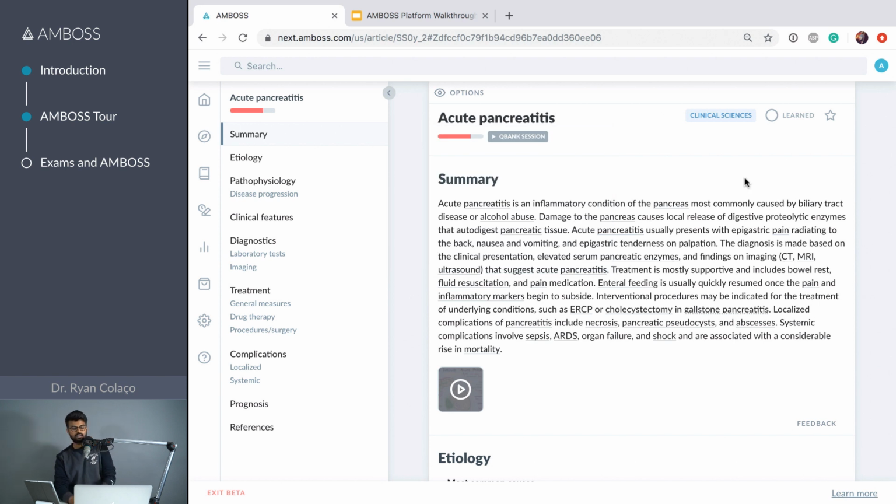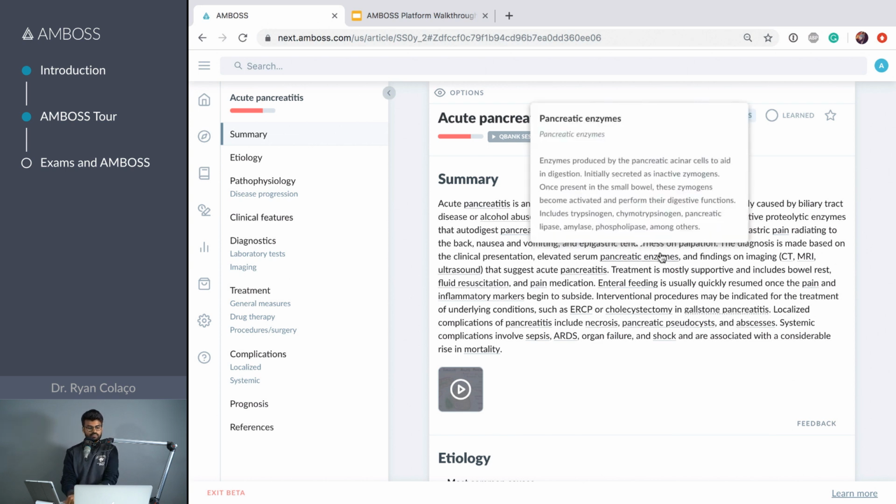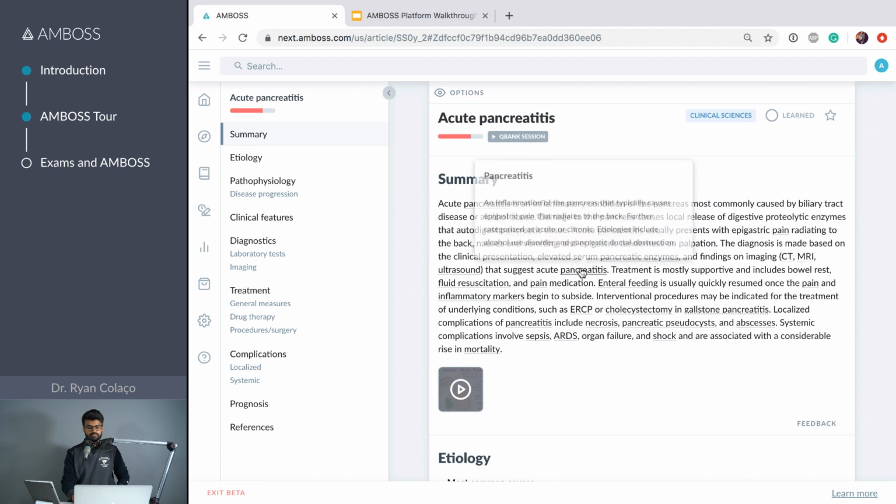Another cool thing that we've tried to do is, say I'm reading this chapter, okay? And this happens very often. I'm reading this chapter and I don't understand, let's say I'm reading this sentence over here, and I do not understand what it is that pancreatic enzymes refers to. I don't know what it means. All I have to do is hover over it and it gives me a whole definition of what it is. I'm not wasting time trying to look it up elsewhere, Google it, Wikipedia it, get distracted. Everything I need is right here.